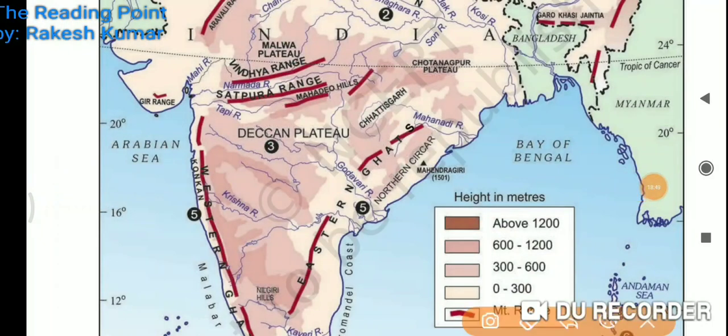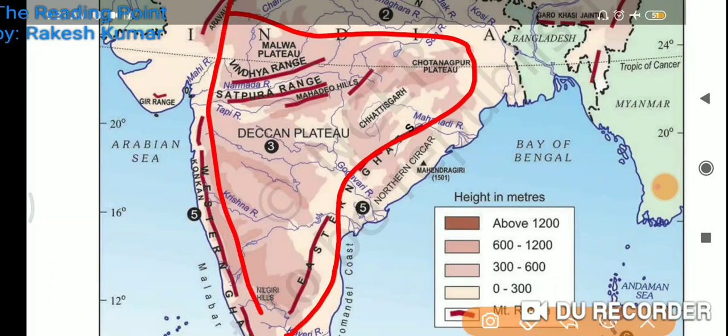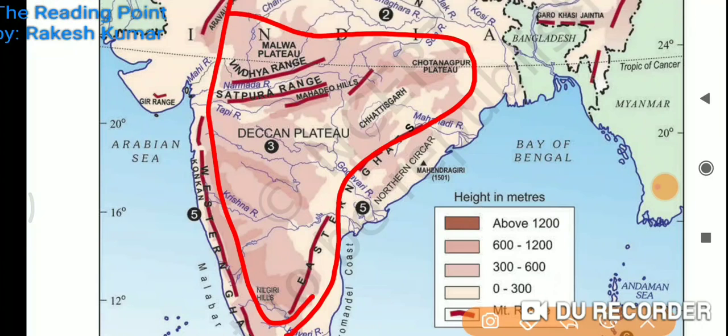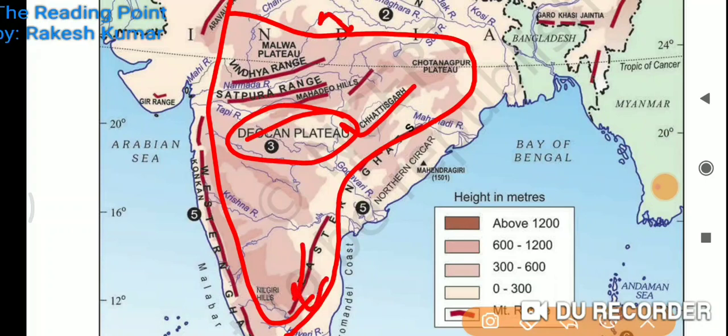Now dear students, let us see the peninsular plateau of India. This triangular part of India is known as the Deccan Plateau or Peninsular Plateau, and we are going to study about the properties of the Peninsular Plateau. The Peninsular Plateau is located towards the south of the northern plains, just below the northern plain. It is roughly triangular in shape.